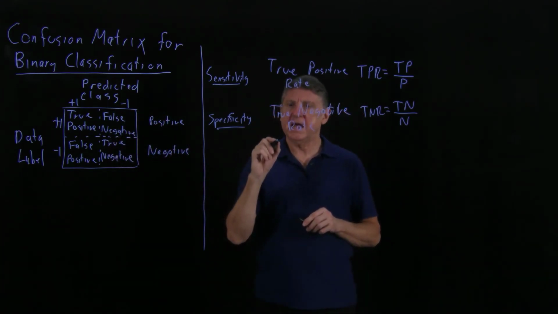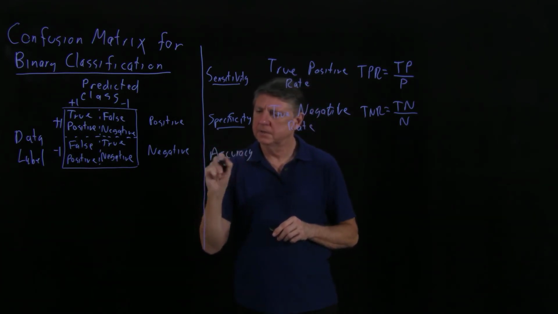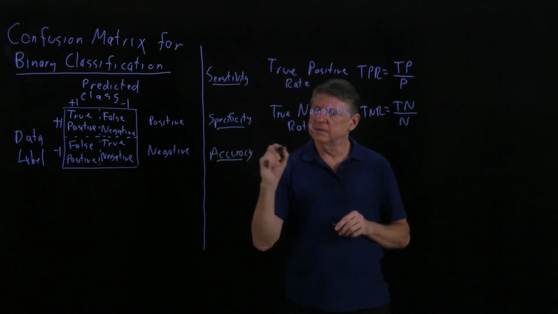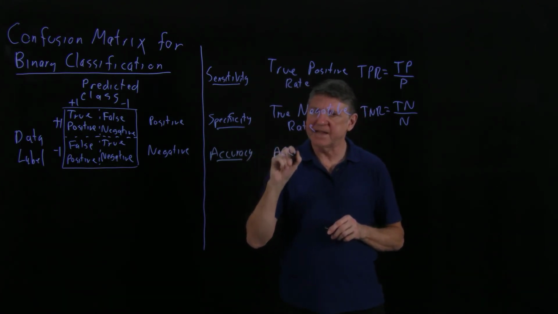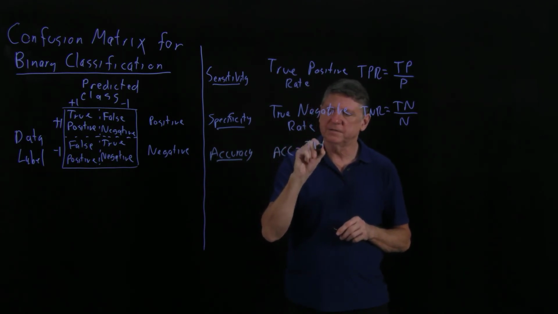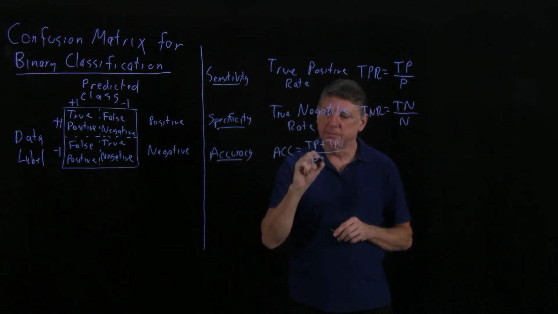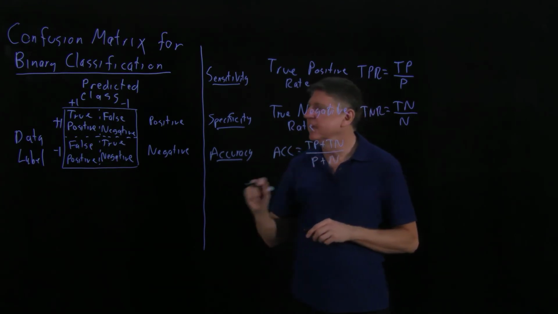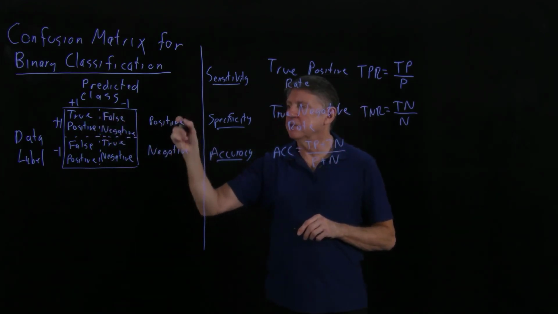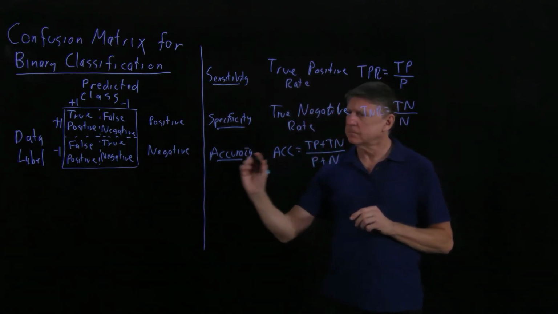The accuracy of a test is sometimes abbreviated as accuracy, and that is the true positives plus the true negatives divided by the number of positives plus negatives. That is, if we add these together and divide by the sum of these, that's how accurate the classification algorithm is.